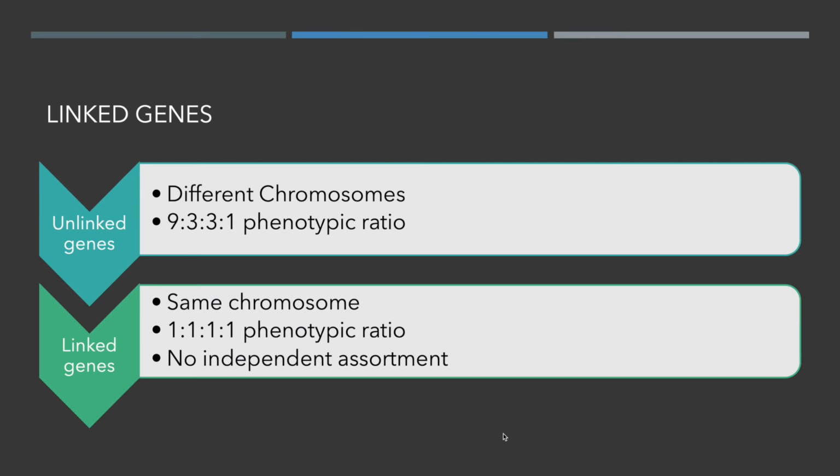When we previously discussed Mendel's experiments and independent assortment, we were in the context of unlinked genes, which are genes on different chromosomes. Linked genes, on the other hand, are on the same chromosome, and so they move together during meiosis and fertilization. Moreover, a dihybrid cross will not produce a 9:3:3:1 phenotypic ratio. Instead, a 1:1:1:1 ratio will arise because alleles do not move independent of each other.